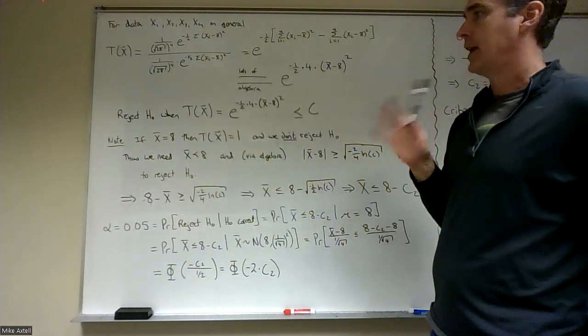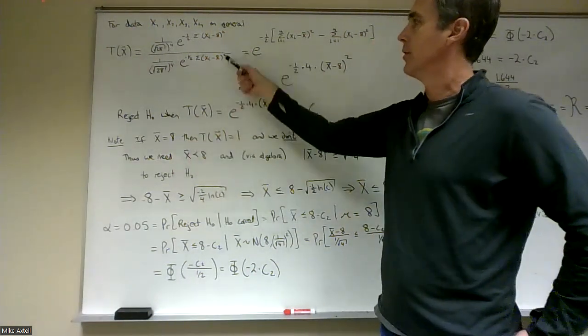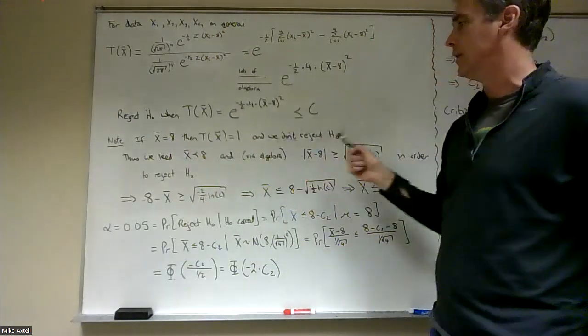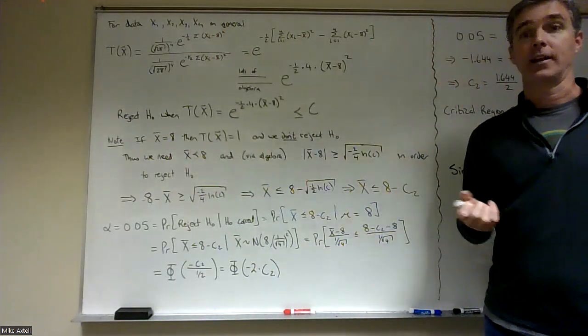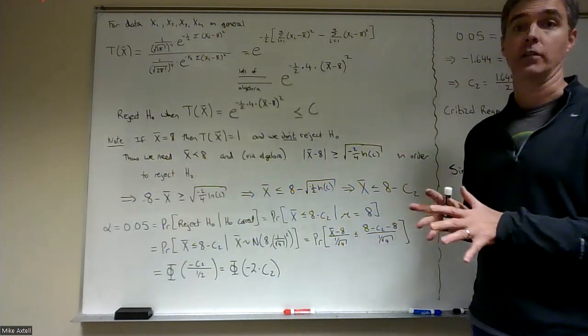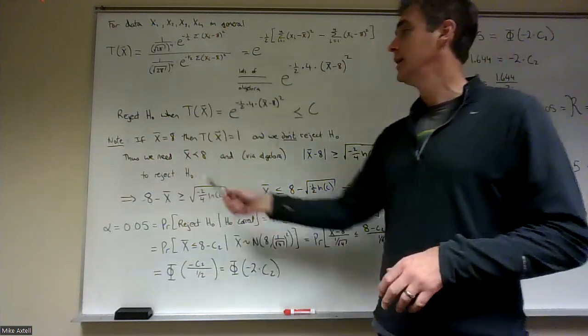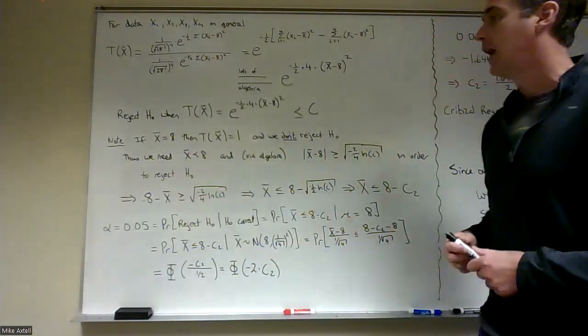All right, and I would just point out that if x bar happened to equal 8, then the numerator and the denominator are the same, and it's 1, and we would not reject the null hypothesis. That's a really large value of T of x. It's not less than or equal to C. It's the largest value of T of x possible. So to reject the null hypothesis, we need x bar to be less than 8.